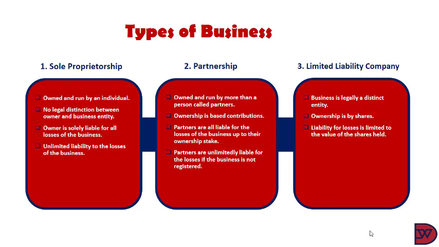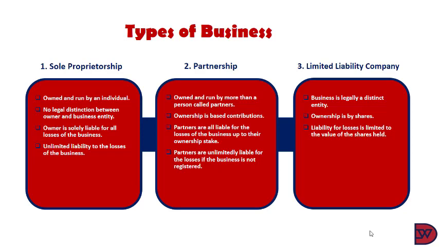Let's talk about partnership. A partnership is owned and run by more than one person, so two or more people come together to form and run a business. They are entitled to a share of the business based on the amount they contribute. Partners are also liable for the losses of the business, but here it is according to their ownership stake. So if somebody owns 30% of the business, he or she is liable to pay 30% of the losses. Also, their private investments or assets are not protected from settling their quota of the losses.